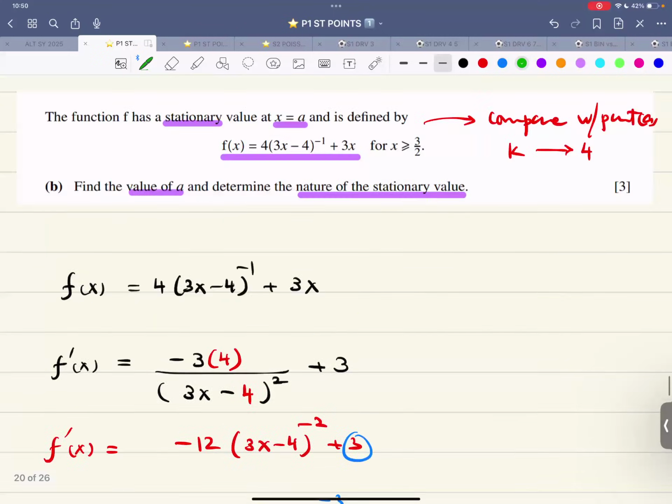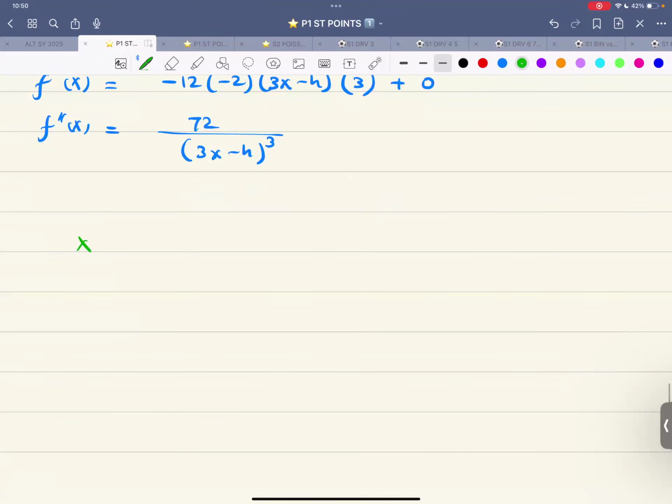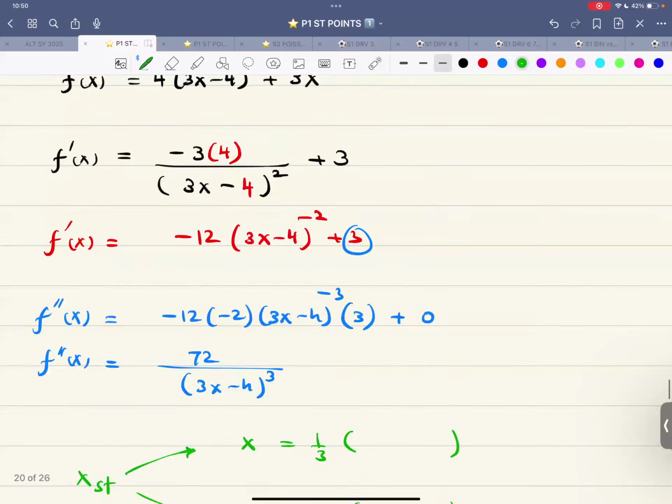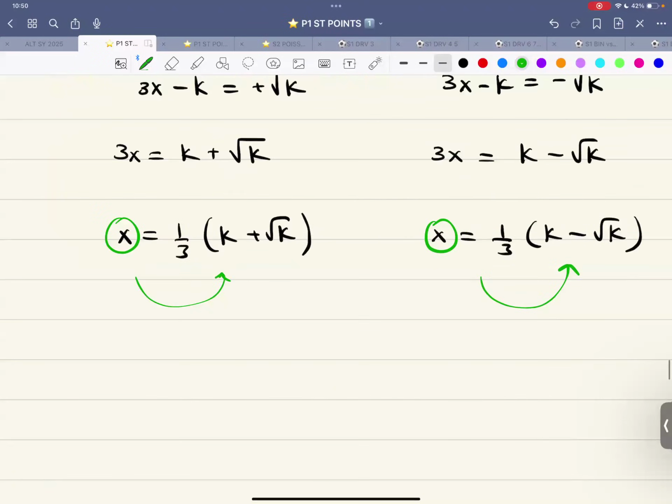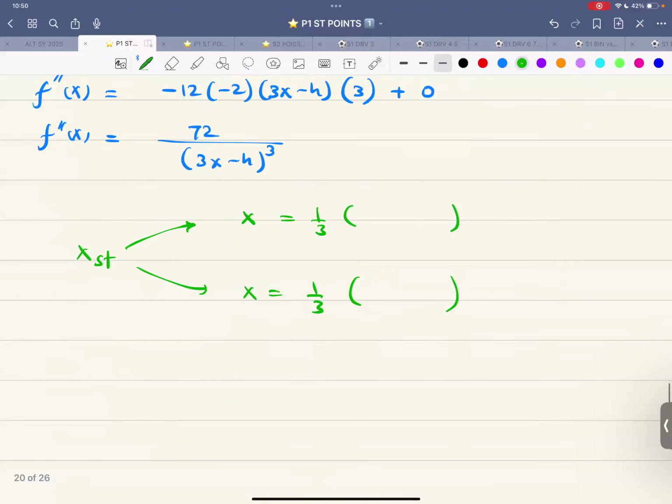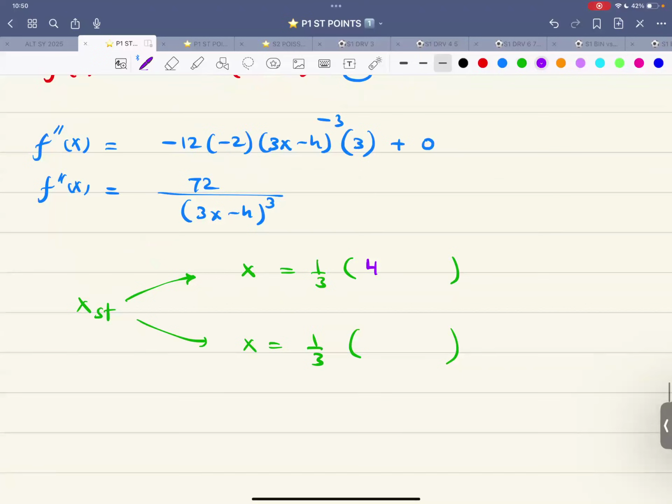So we know that the x coordinate of the stationary point, there are two of them. The first one, x is 1/3 something, and the other one, x is 1/3 something. What is that something? That is k plus root k, k minus root k. So this is k plus root k, k minus root k. This is 4 plus root 4, 4 minus root 4.